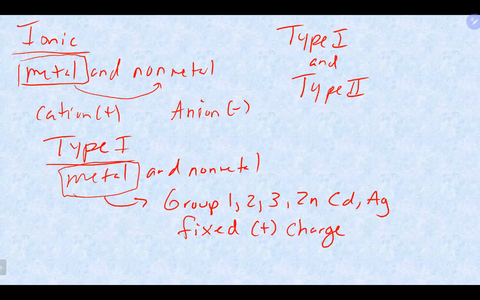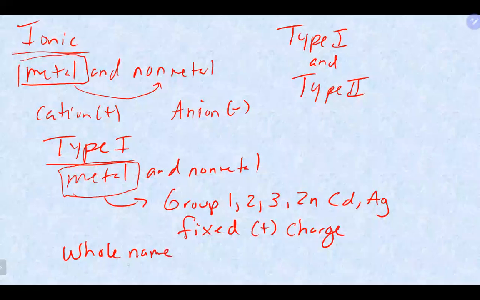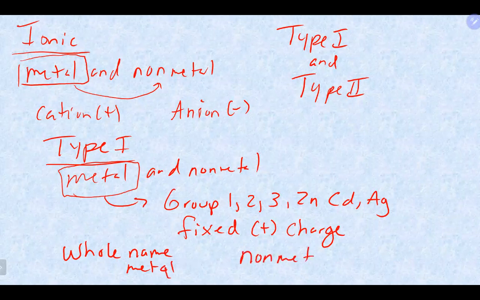Whenever we see that sort of metal involved, we don't have to worry about too much other than following the way that we name it, which is the whole name of the metal, and our non-metal here will get the IDE part at the end of it.